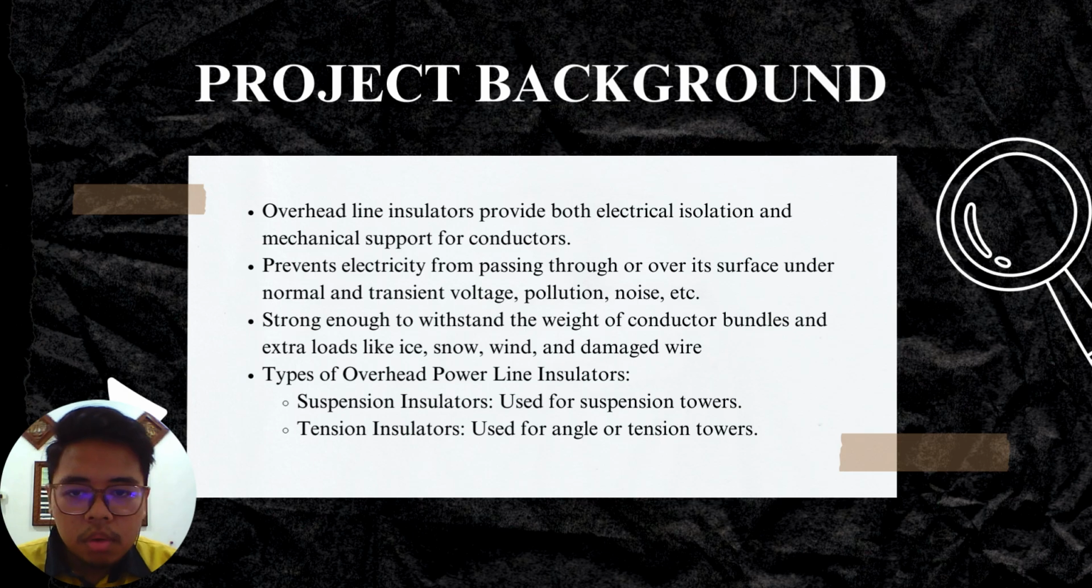So for the project background, overhead line insulators provide both electrical insulation and mechanical support for conductors, preventing electricity from passing through or over its surface under normal and transient voltage, pollution, noise, and others. They must be strong enough to withstand the weight of conductor bundles and extra loads like ice, snow, wind, and damaged wire. Typical overhead power line insulators are, first, the suspension insulator, which is used for suspension towers, and second, the tension insulator, which is used for angle or tension towers.